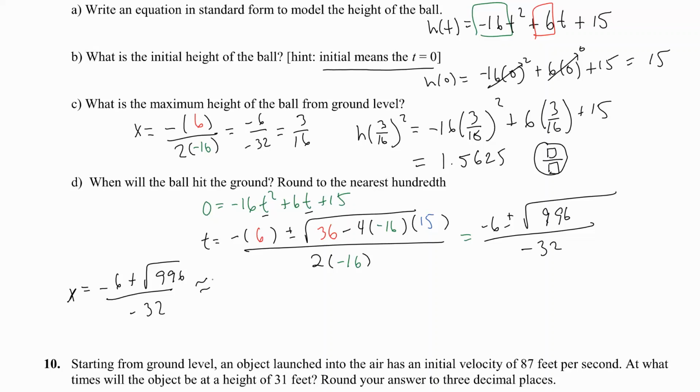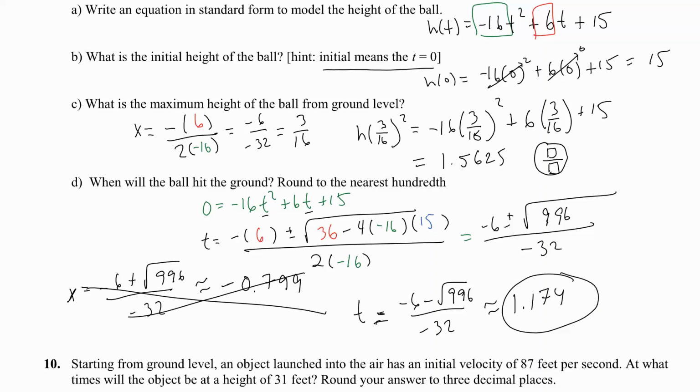So it's about negative 0.799, and then we also need to type in negative 6 minus the square root of 996 over negative 32. If we type that into the calculator, that's about 1.174. So there are two x-intercepts, but those should both be t. Those t values represent time. Since it represents time, we can't have negative time, so that one's not our answer. After being thrown up into the air, it's going to land in 1.174 seconds.